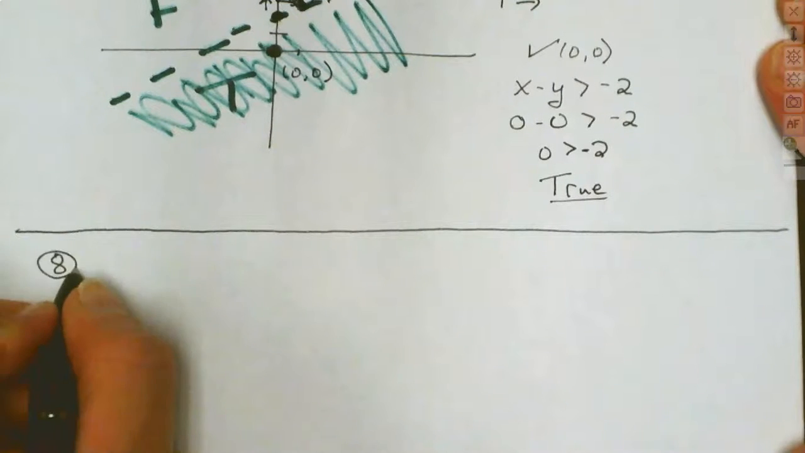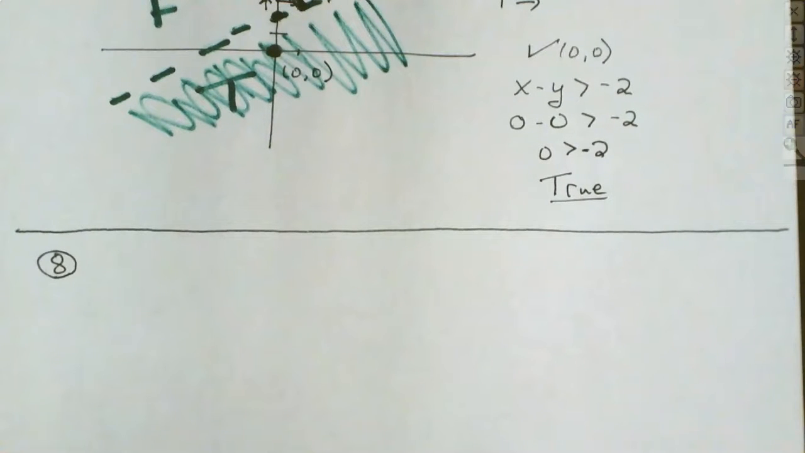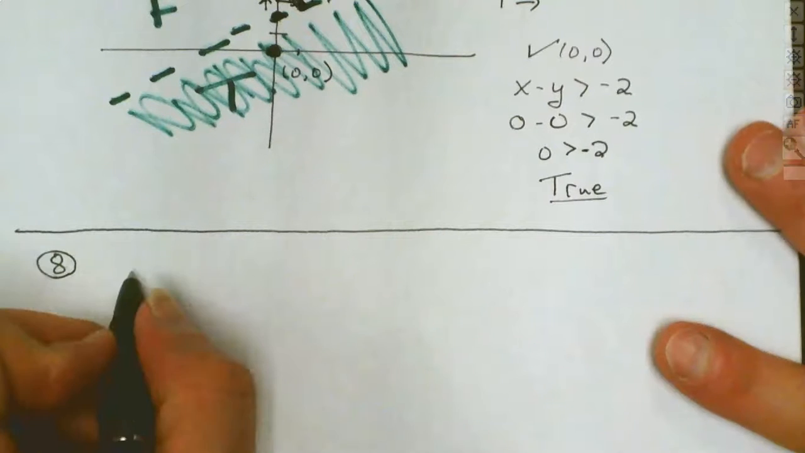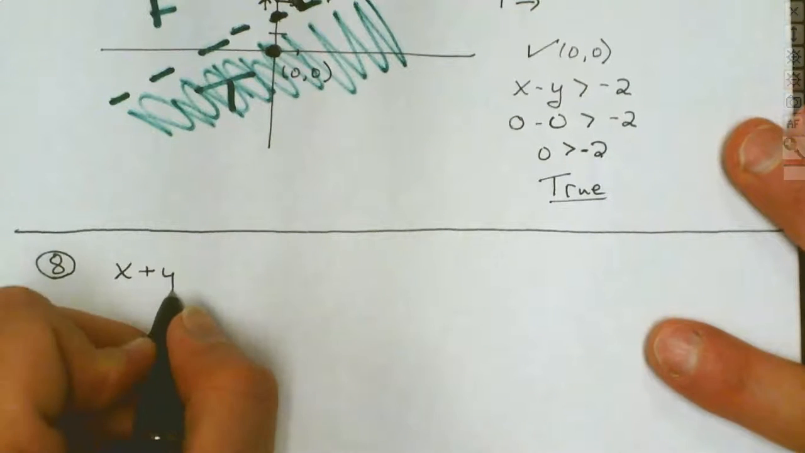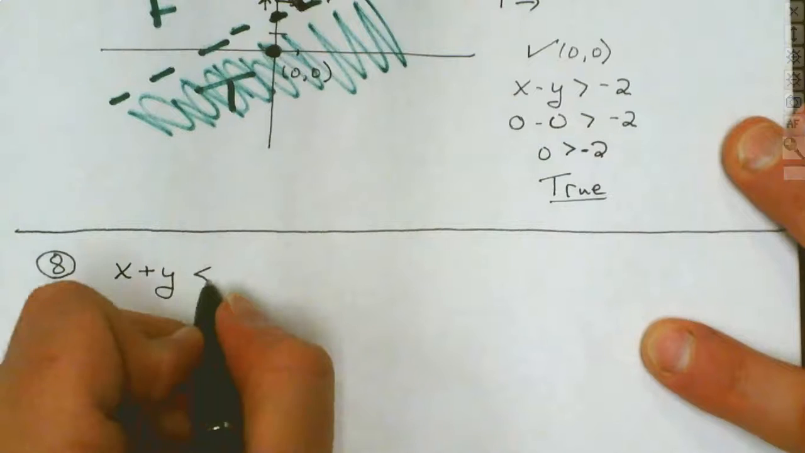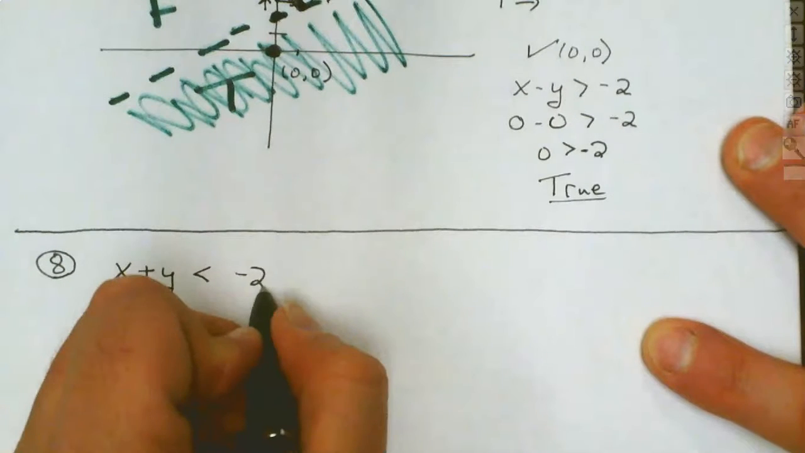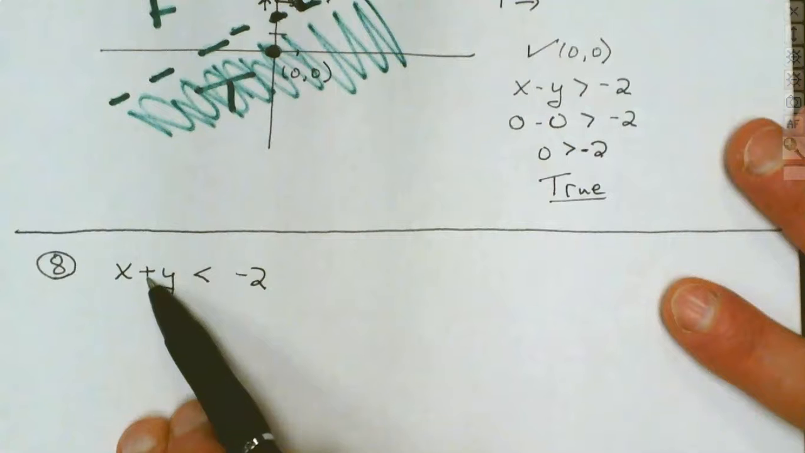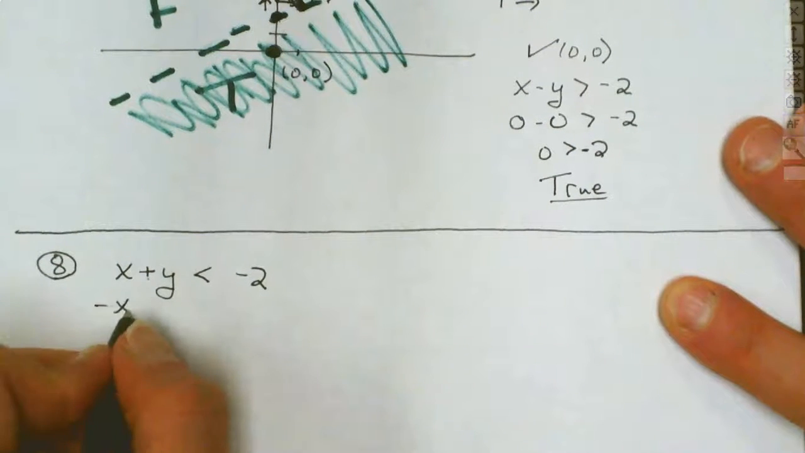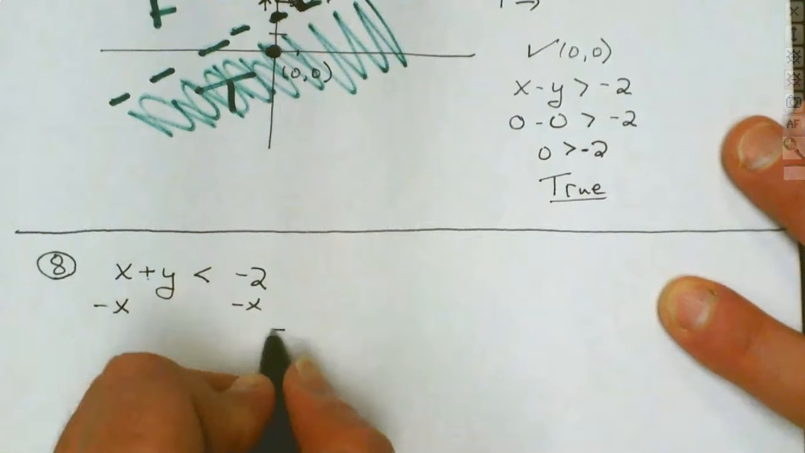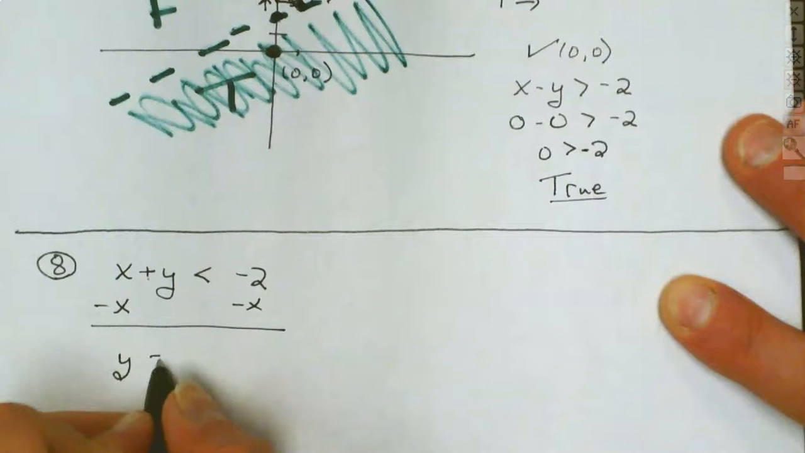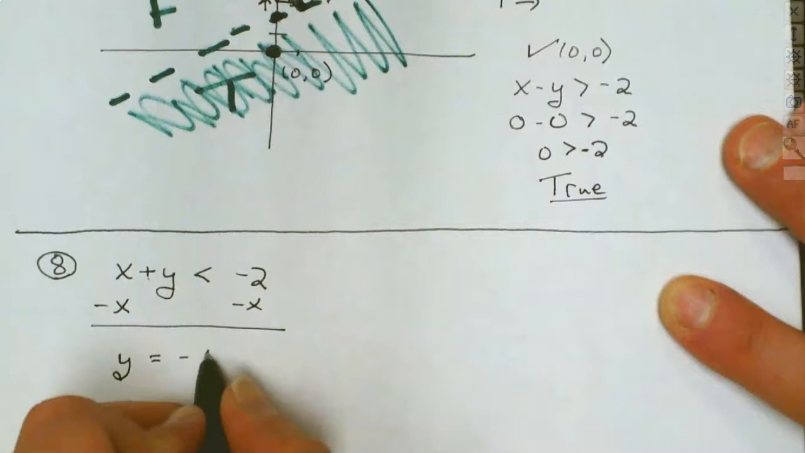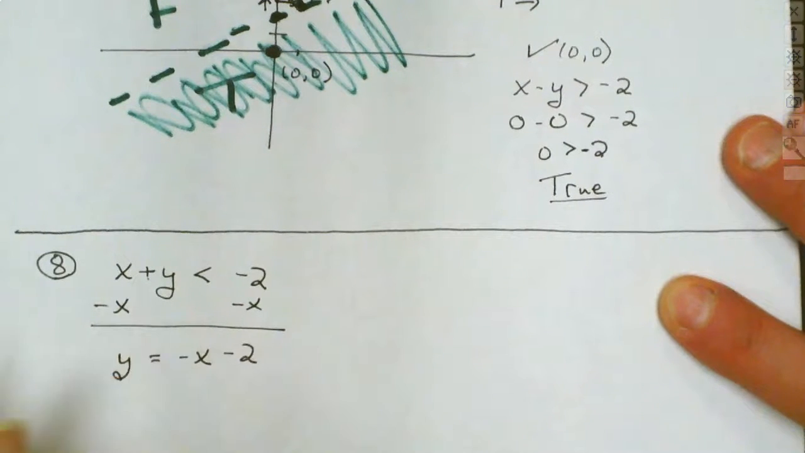Question 8. Okay, question 8 is almost exactly the same. Only difference is one of the signs. So very, very similar. The only difference is, instead of it being a negative, this one's a positive. So repeat the same process. Move your x over. And now we've got y equals negative x minus 2.